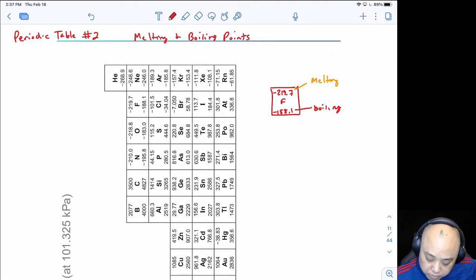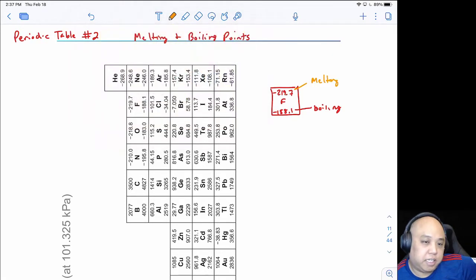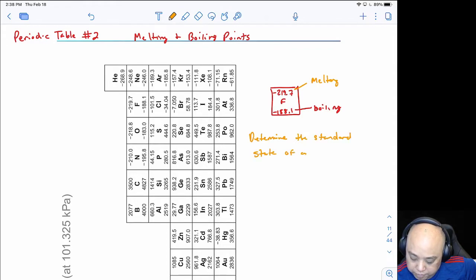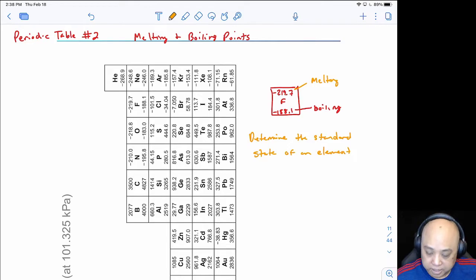Now, there's only two things that I think this table actually helps you with. One, it's to determine the standard state of an element. Meaning, what phase of matter is it in? Is it a solid, liquid, or gas at STP?